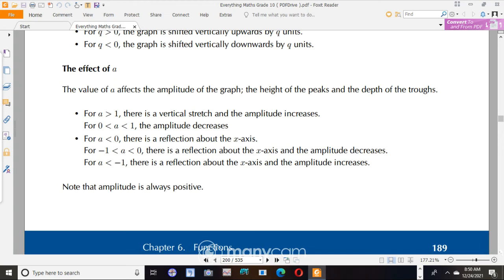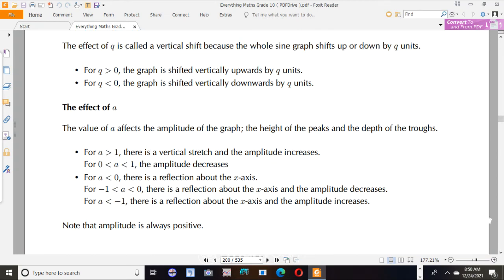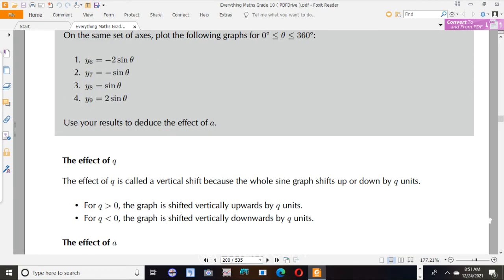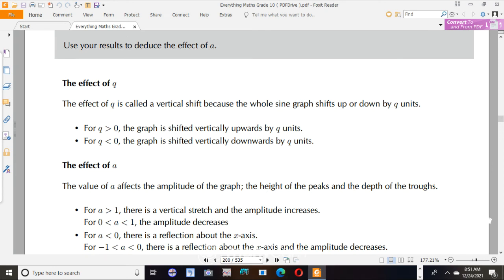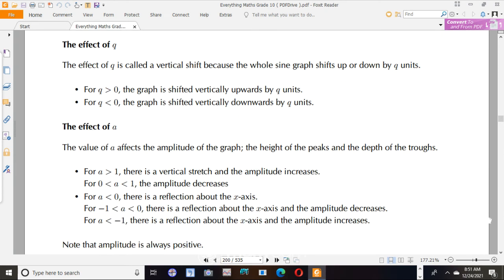Now it's expected to do by yourself actually. The effect of q. The effect of q is called vertical shift because the whole sine graph shifts up and down by q units. For q greater than 0, the graph is shifted vertically upward by q units. For q less than 0, the graph shifts vertically downward by q units.